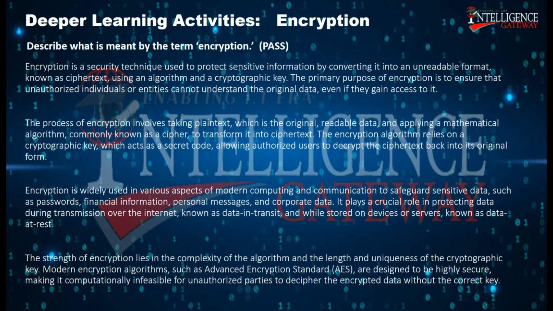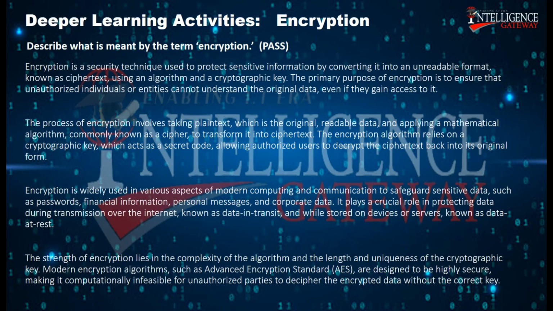Deeper learning activities. Encryption. Describe what is meant by the term encryption. Pass. Encryption is a security technique used to protect sensitive information by converting it into an unreadable format, known as ciphertext, using an algorithm and a cryptographic key. The primary purpose of encryption is to ensure that unauthorized individuals or entities cannot understand the original data, even if they gain access to it.